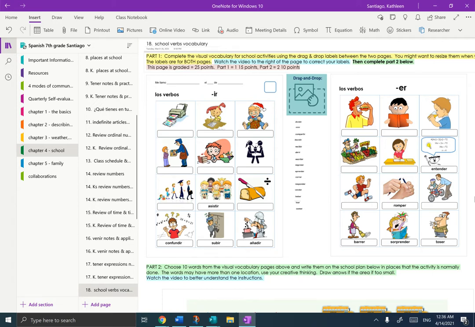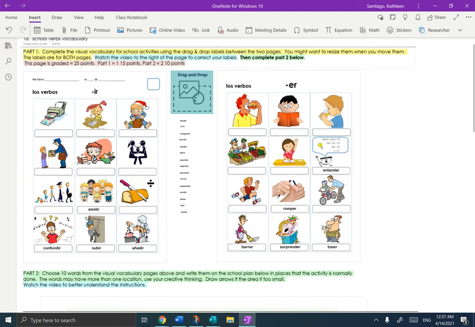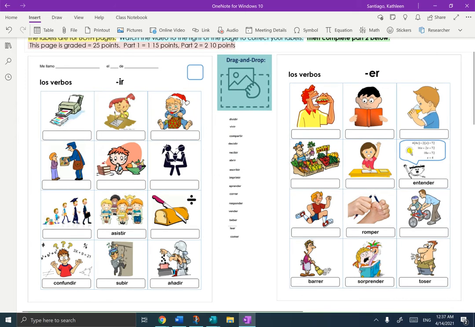I just wanted to make a version of your school verbs vocabulary that will allow you to see if you dragged and dropped the correct labels to the correct pictures to create the visual vocabulary. I'm in your OneNote, Chapter 4, and the page is School Verbs Vocabulary. I'm going to eliminate the table of contents, and I really don't want to make the page too much bigger because I want to be able to see both pages to drag the labels to the correct spot.